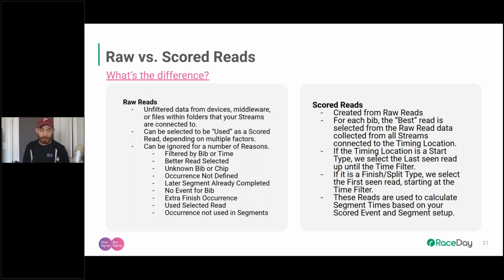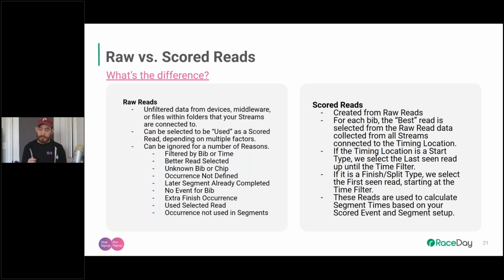So scored reads are essentially raw reads that were selected. They were the ones that were used. Let's say you got 20 reads for someone, one was used as the start and another was used as the finish. You know, I have 2 scored reads from 20 raw reads. For each bib, the best read is selected from the raw read data collected from all streams connected to that timing location. If that timing location was a start, we select the last seen read within the time filter. So until 7:03, give me the very last time seen for every single bib.